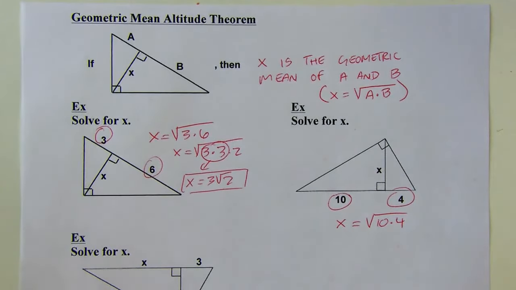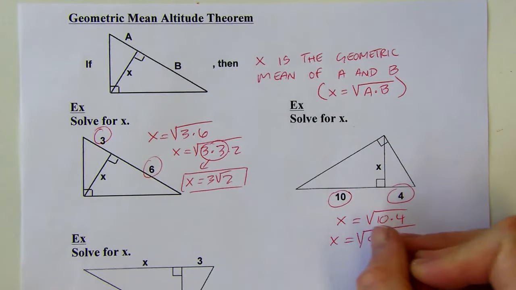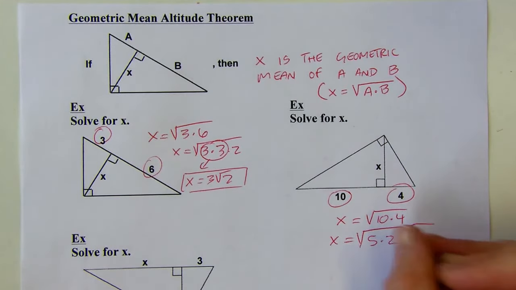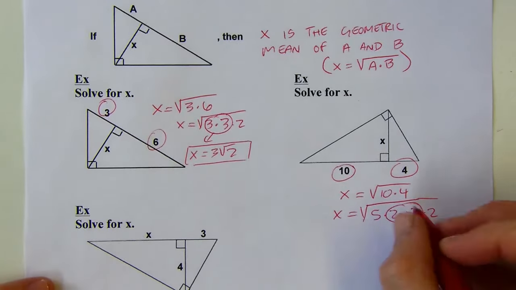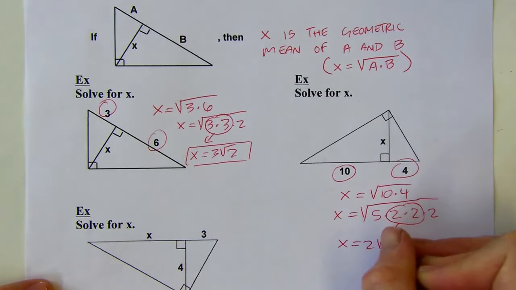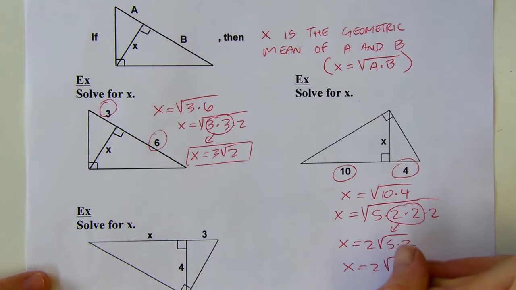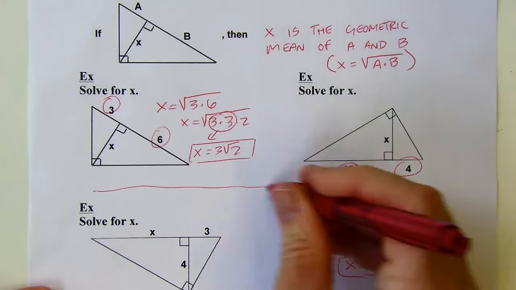Root 40 is not a perfect square, so I'm going to break these up looking for twins. 5 times 2 is 10, and then 2 times 2 is 4. And I can see I got 3 2s, so only one pair of twins though, so one of those will get out. And then I've got a 5 and a 2 still in there. 2 root 10. Okay? All right, next up.